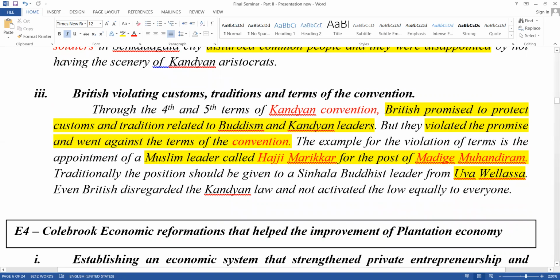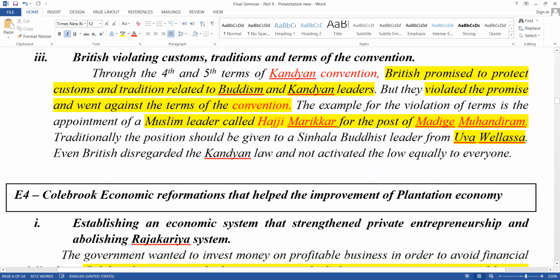Establishing an economic system that strengthened private entrepreneurship. So that means they invited British to come here and spend money on local plantations. And they abolished the Rajakari system.